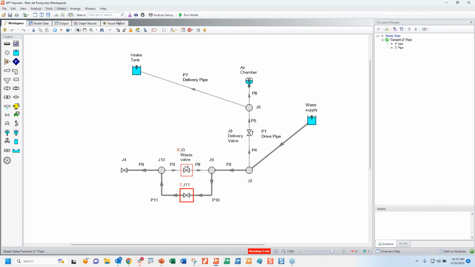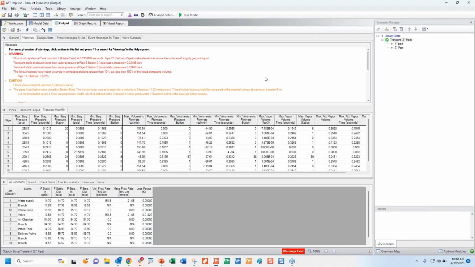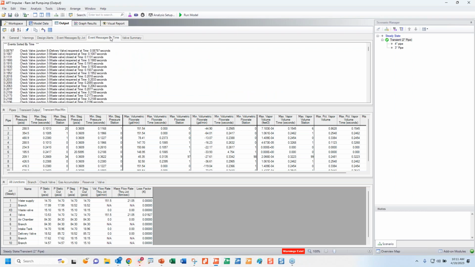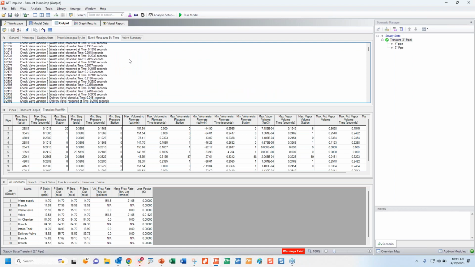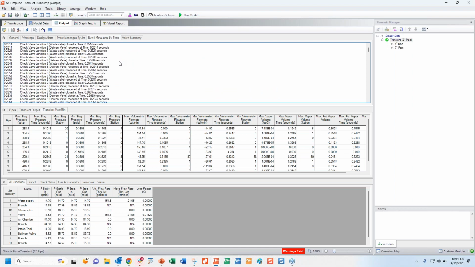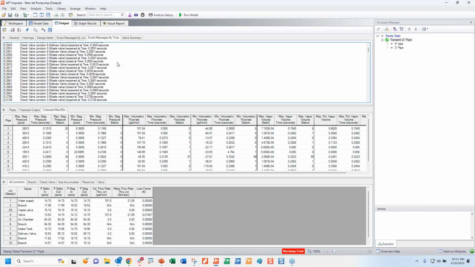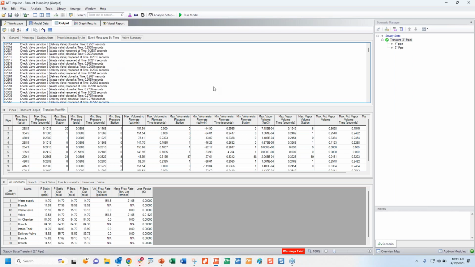So we run it, it's already run. We're going to see the output. And we're going to take a look at the event messages to see if the ram pump is operating. So we go to the event messages and we see the check valves closing and opening, which means that the ram pump is operating. So now let's look at the graph results.